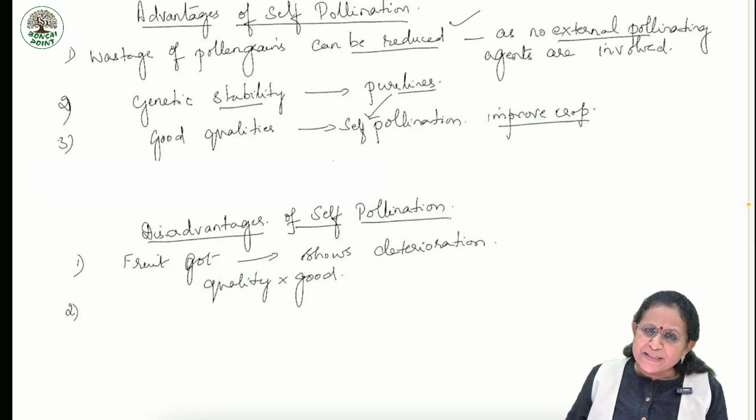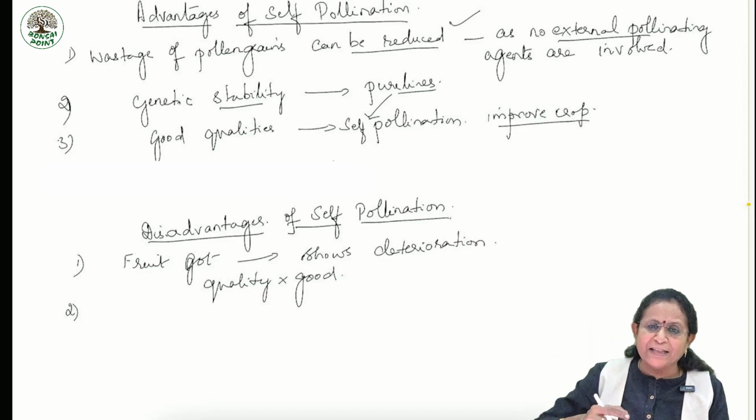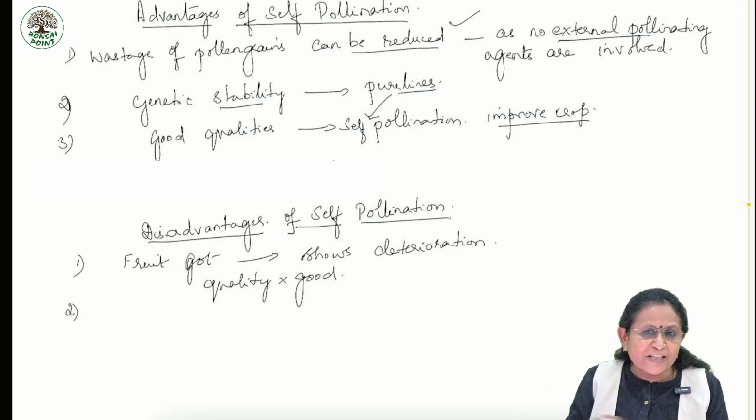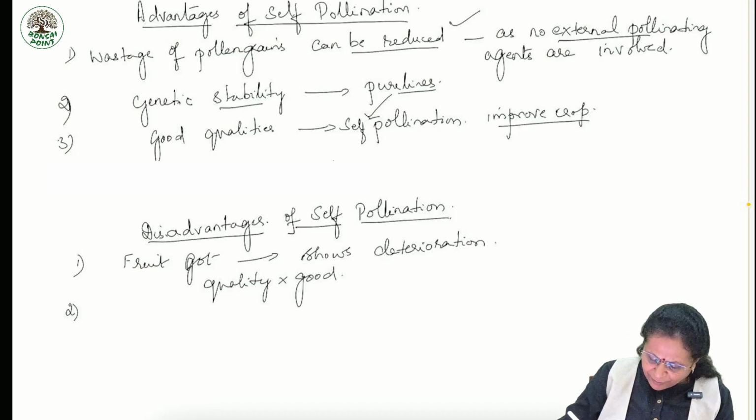But what happens now? Because they are of the same plant, the genes are of the same plant, we don't find any change in the genotype. Thereby, here we say, this is also one of the disadvantages. We don't find any new genotype.